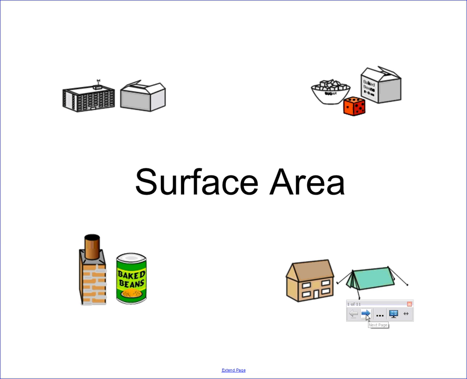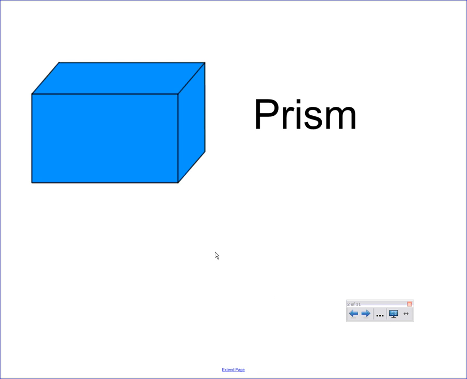So when we're talking about finding surface area, we are talking about three-dimensional objects. One of the three-dimensional objects that we talk about, one of the space shapes, is a prism. A prism basically is a three-dimensional shape, and the bases are congruent.